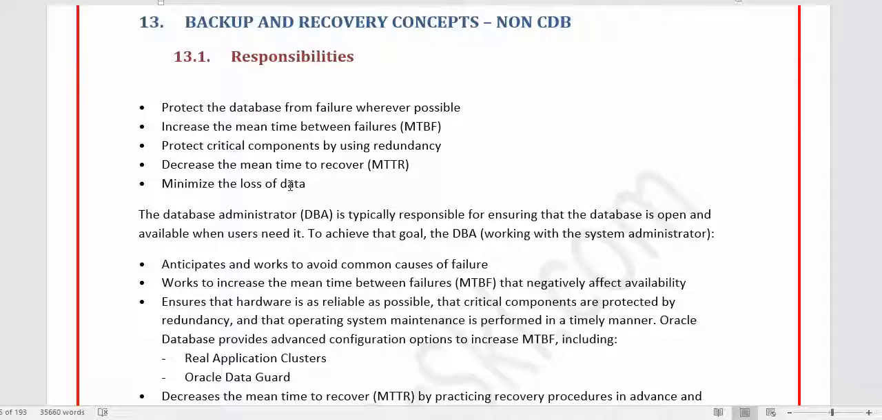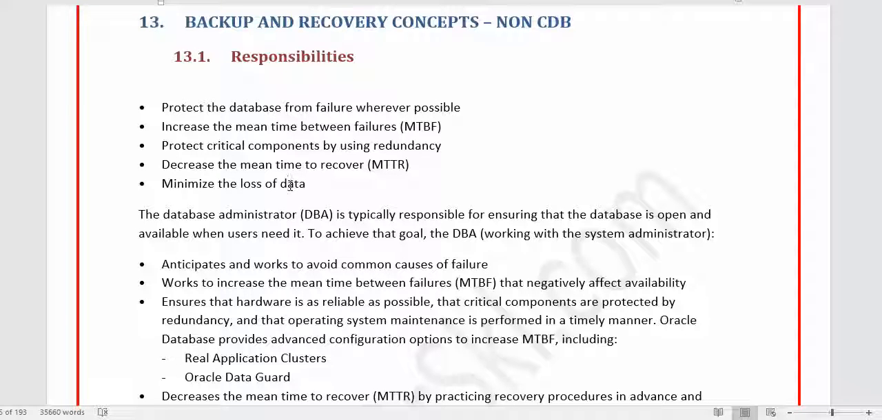And then decrease the mean time to recover. What is decreasing the mean time to recover? That means if a database sees a failure at 10 o'clock, you should be able to get the database back by 10:01. That is the best. If your database sees a failure at 10 o'clock and you are able to get it back by 10:15, then that is okay.